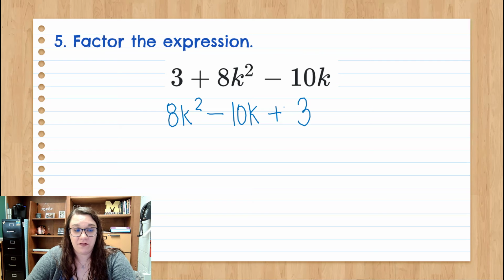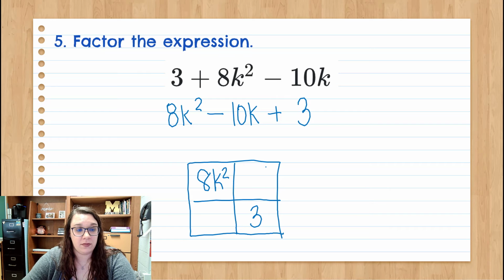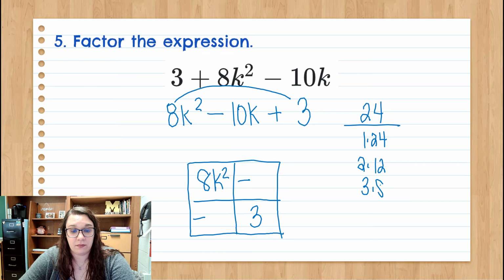I can look for a GCF between 8, 10, and 3, but there isn't one. So I'm going to jump right to box method. In my box, the top left corner will be from the first term, 8k squared, and the bottom will be 3. I'm looking for terms that multiply to become 8 times 3, or 24, and are negative 10 apart. Since it's negative, I know each of these will be negative. Let's look at the ways to make 24. 1 and 24, 2 and 12, 3 and 8, 4 and 6, and that's the end of our list.